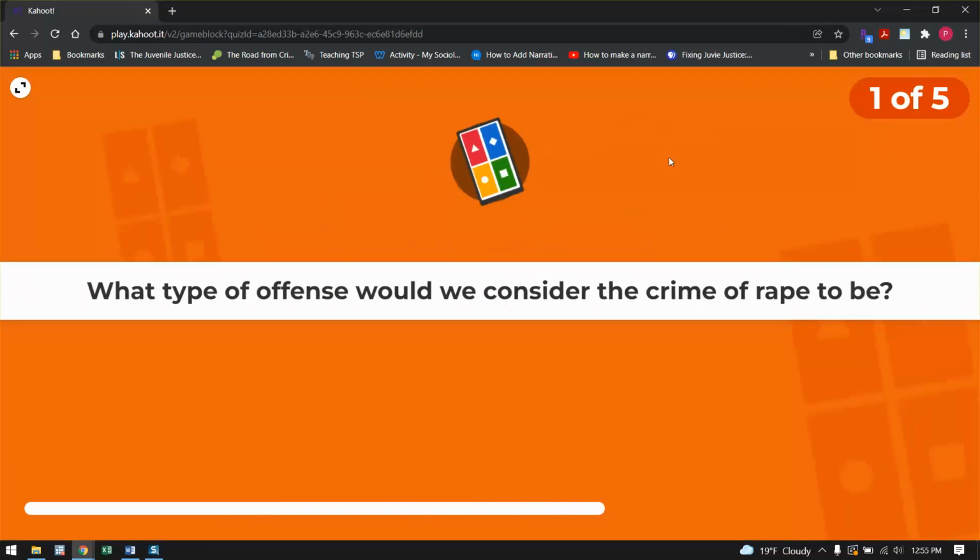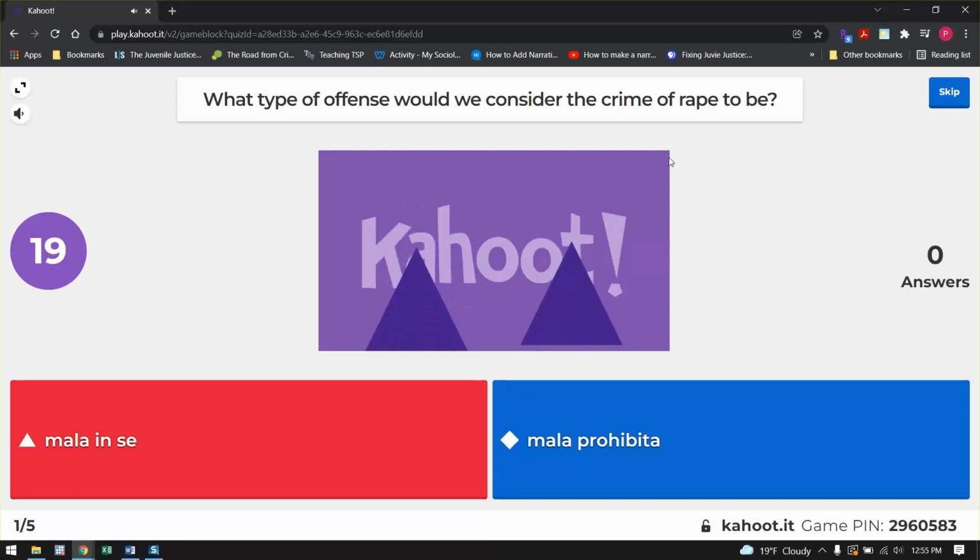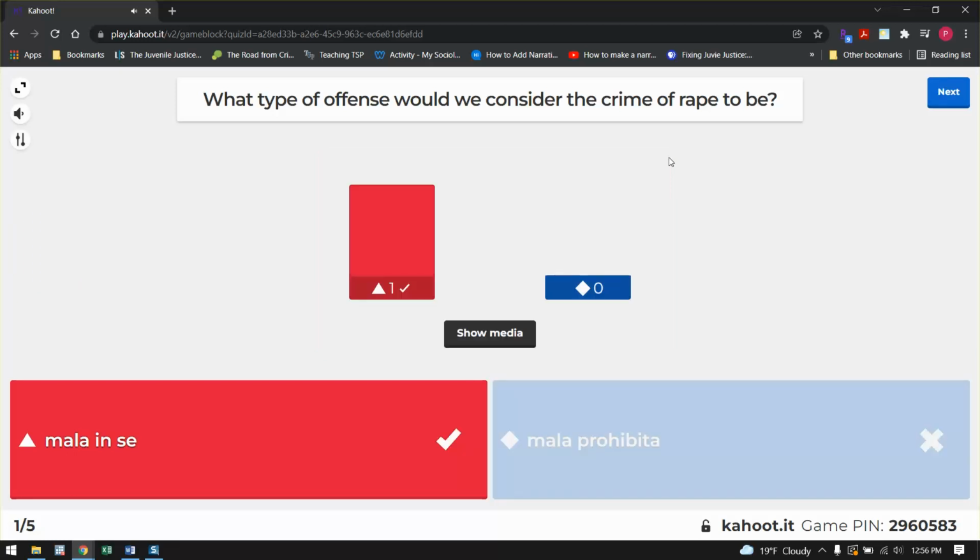So the first question is asking you to differentiate between mala in se and mala prohibita offenses. Mala in se are offenses that we consider to be sort of evil or bad in nature. Mala prohibita offenses are offenses that we say are bad because we deem them as bad. In the case of a crime like rape, it's commonly agreed to be a mala in se offense, bad or evil in nature. It's not prohibited just because we say it's bad.